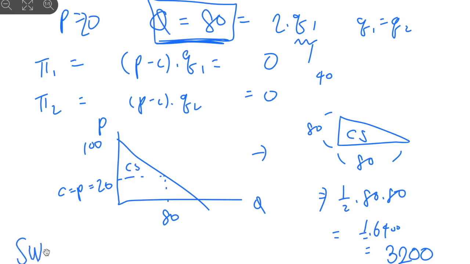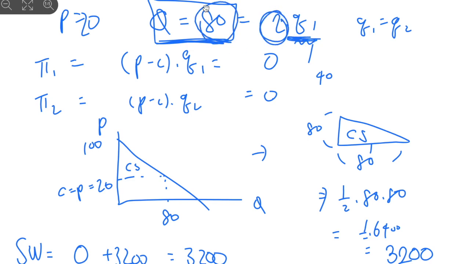And the social welfare equals 0 plus 3,200 equals 3,200, right? So I was wrong because I have to double the size of each quantity, or I have to look at the whole quantity, but I was just taking part of it and forgot about the rest. So don't make a mistake like this. The total quantity is aggregate, right? And when we're drawing the demand curve, this is about the aggregate, Q1 plus Q2, not Q1 itself.